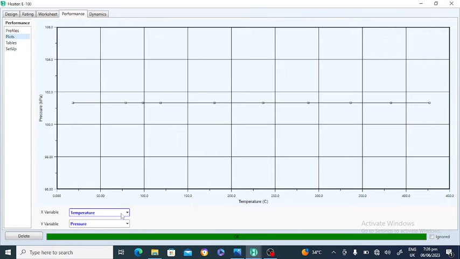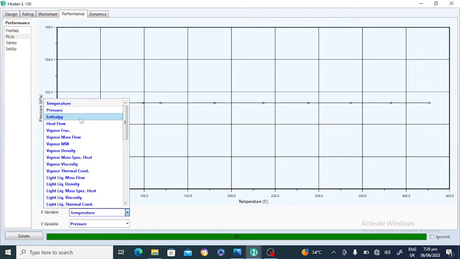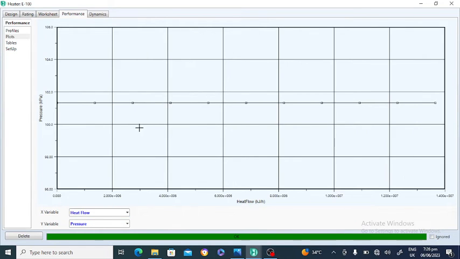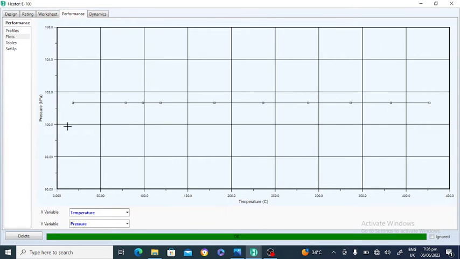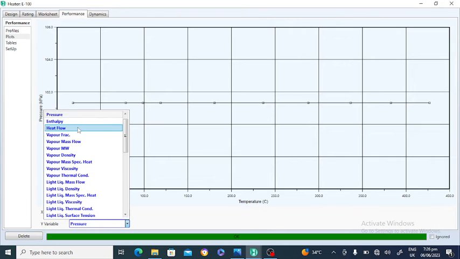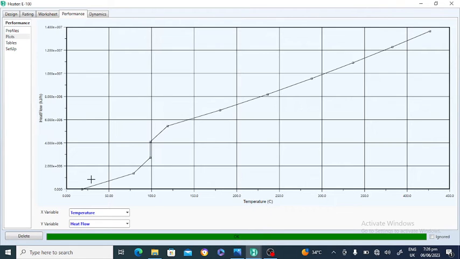So you can check, suppose this is the temperature, and now I am changing it to the enthalpy or the heat flow. So this is the heat flow. Sorry, this is the temperature versus pressure. So on the y-axis I am changing to the heat flow. As the temperature increases, the heat flow also increases in the heater, and it is in kilojoule per hour. So this is the plot.